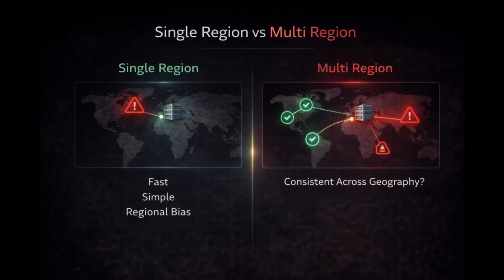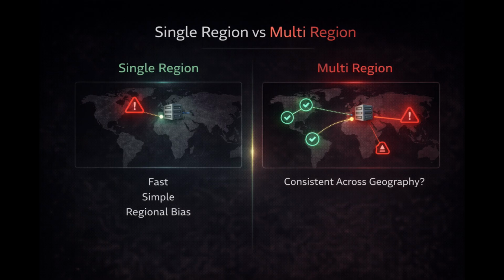Monitoring from one location gives you one perspective. Monitoring from multiple locations gives you a distributed verdict. Here's where the quorum logic matters. Because a failure from one region doesn't automatically mean the site is down globally. Let's break it down properly. On the left, single region. If that region fails, you get downtime, fast, simple, but vulnerable to regional bias. On the right, multi-region. Now you're asking, is this failure consistent across geography?